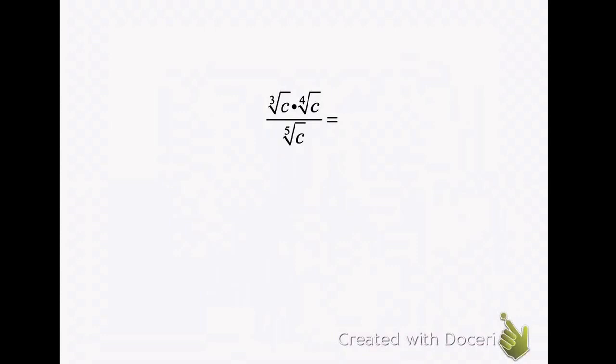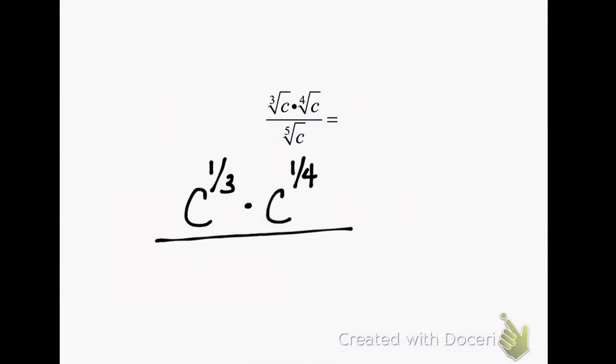If you do this one, I would change it all to exponential form first. So that would be c to the 1/3 times c to the 1/4 over c to the 1/5. Now you want to use your exponent rules. So since it says multiply here, I'm going to add my exponents.